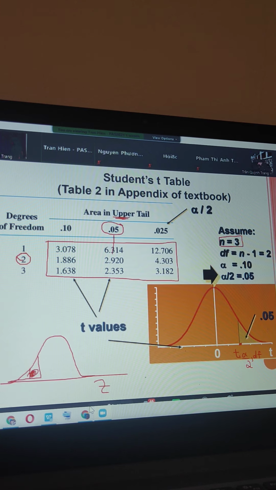Okay, so I have one more question for you. One more example for you: the sample size equals 4. The confidence interval is 80%. So can you help me to find the values of t of alpha over 2 and df?